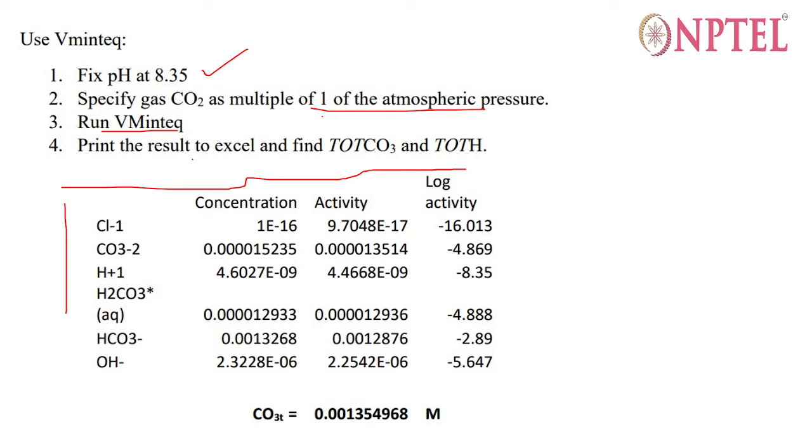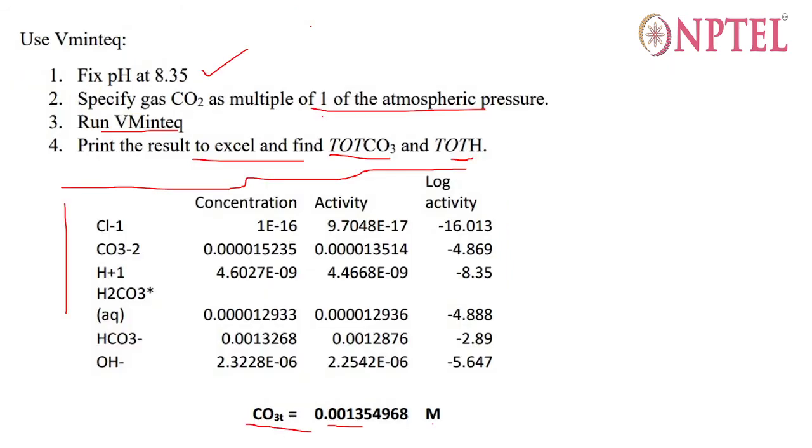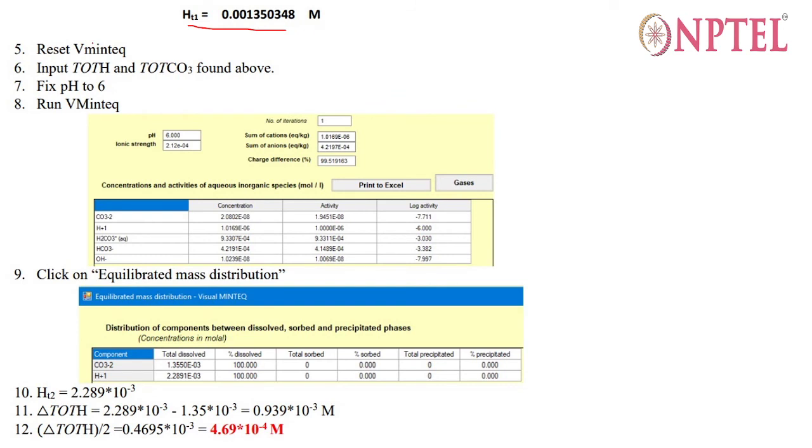Go to this Excel, convert it into Excel. There is an option you will find in that page only, in that interface only. Then you can calculate the total carbonate and total hydrogen, right? The same thing I already told you, how to find out this total hydrogen, total carbonate. So the total carbonate we are getting 0.00135 molar, and hydrogen I'm also getting 0.00135 molar. Please check whether these calculations are correct or not.